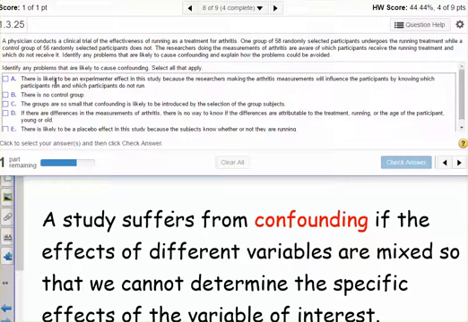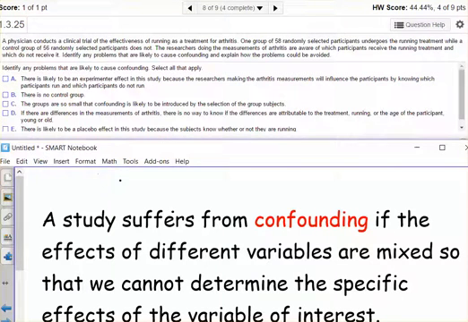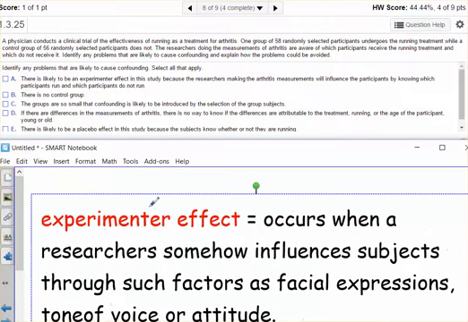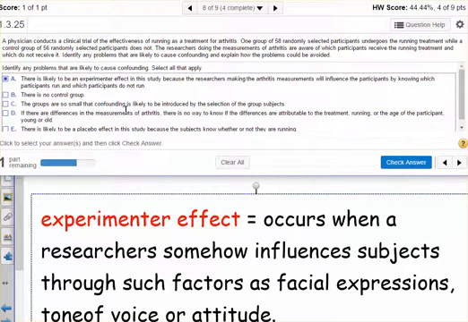So first one says there is likely to be an experimenter effect in this study because the researchers making the arthritis measurement will influence the participants by knowing which participants run and which participants do not run. The experimenter effect says that when the researchers know who's in the study and who's not, they may inadvertently, or not even know it, influence the participants, through factors like facial expressions, tone of voice, or attitude. So is that likely to happen here? Yes, right? Because our experimenters do know which one.